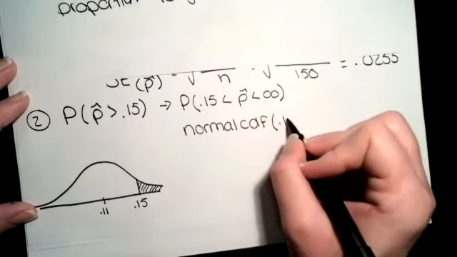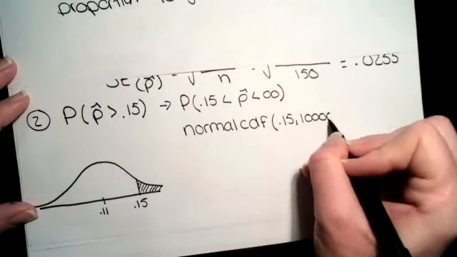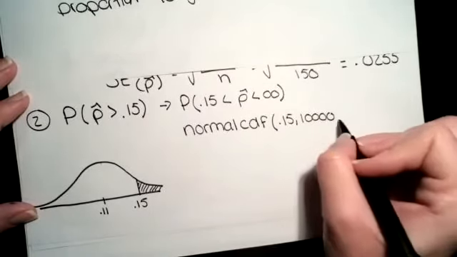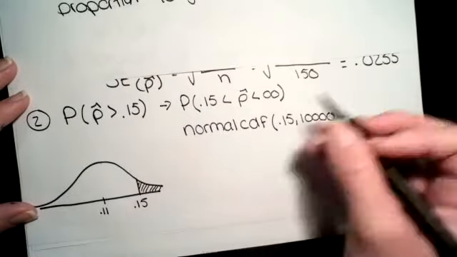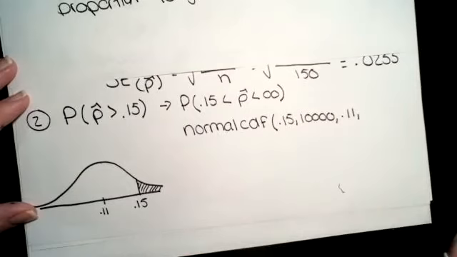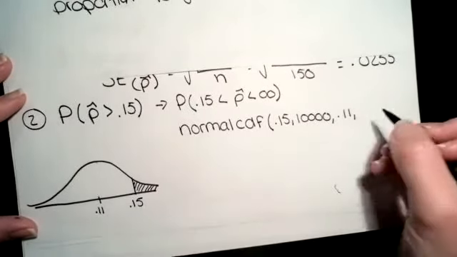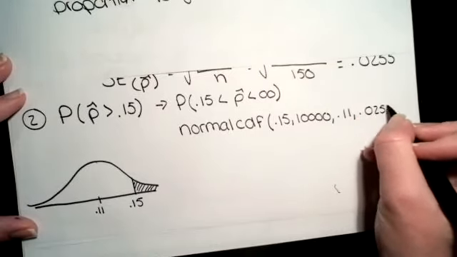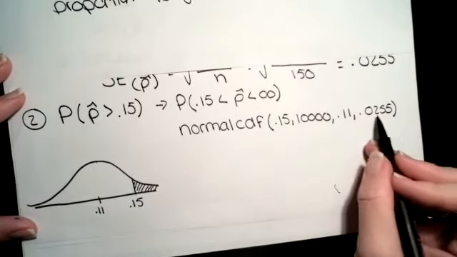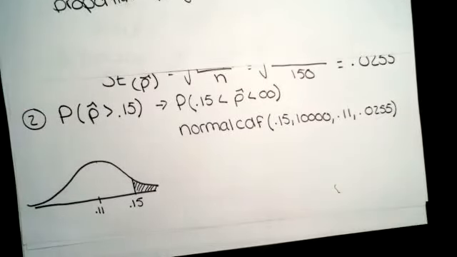My lower bound, 0.15. My upper bound, I'm going to use 10,000. That's a really large number compared to 0.15 or 0.11, so I'm good with that. And my center, which is 0.11. Remember, we always use decimals in our calculators and Minitab, not percentages. And my spread, here I pointed the wrong thing, 0.0255. So right here is why I keep it at 4 decimal places, because if I rounded to 0.03, it might not be as good of an answer.